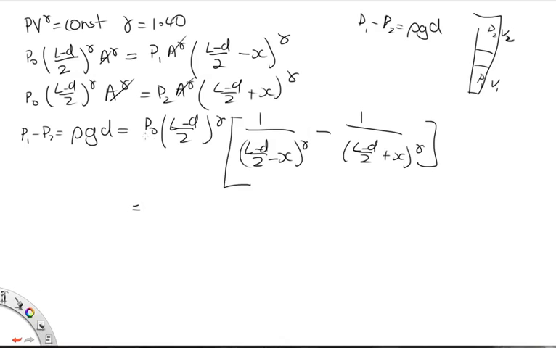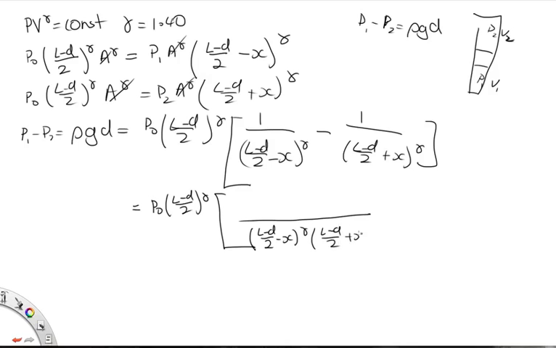Okay, let's rearrange this. So we've got P naught (L minus D over 2) to the gamma. Let's give this a common factor: (L minus D over 2 minus X) to the gamma, (L minus D over 2 plus X) to the gamma. And we've got (L minus D over 2 plus X) to the gamma minus (L minus D over 2 minus X) to the gamma.